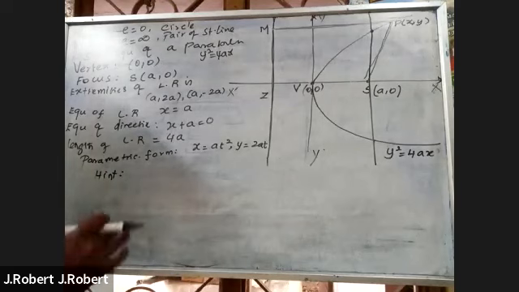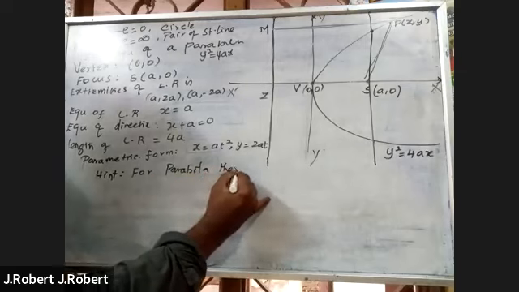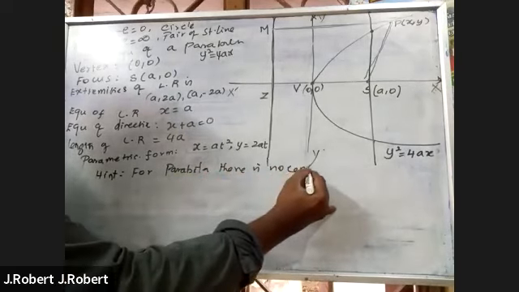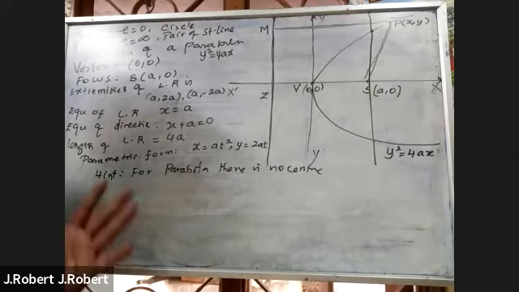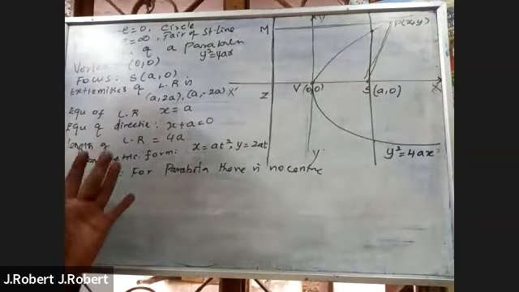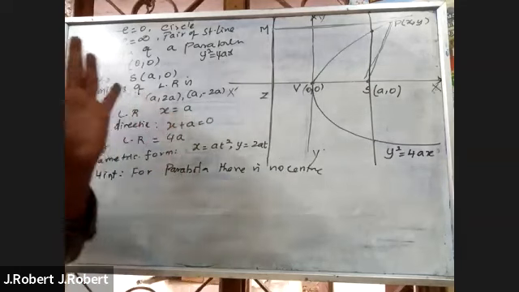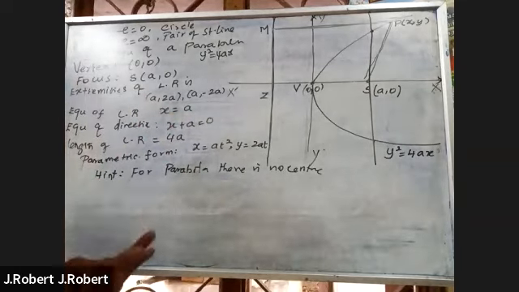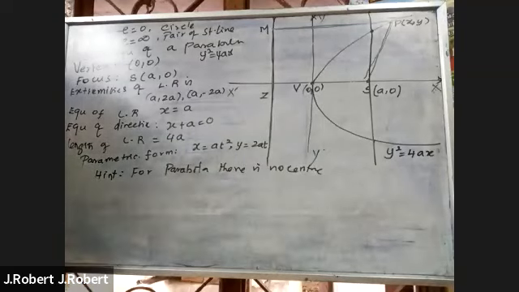Now the hint for parabola: there is no center. We saw conics: circle and pure conics, parabola, hyperbola, ellipse and also rectangular hyperbola. Among these five conics, only for parabola there is no center. These are small tips. Please take note that for parabola there is no center, whereas for circle, ellipse, hyperbola, we have centers.